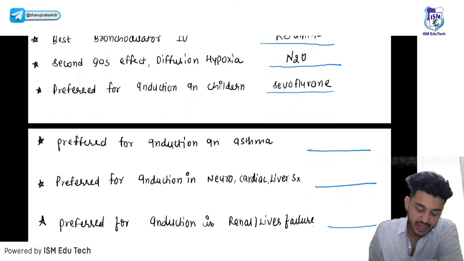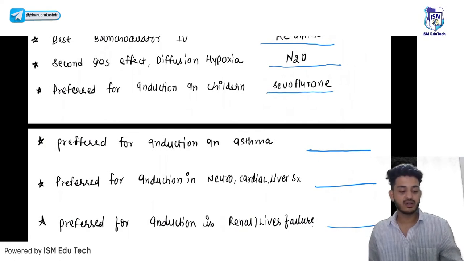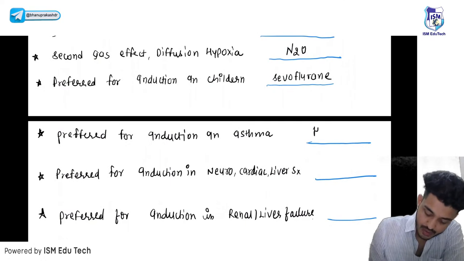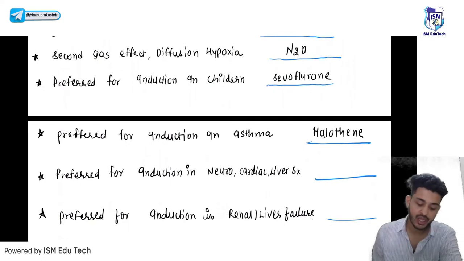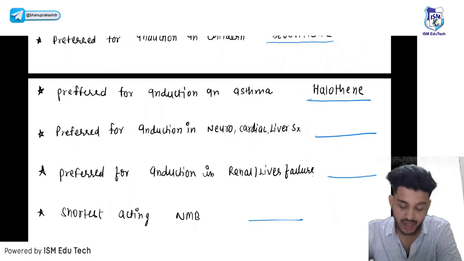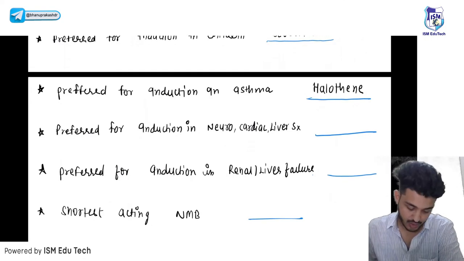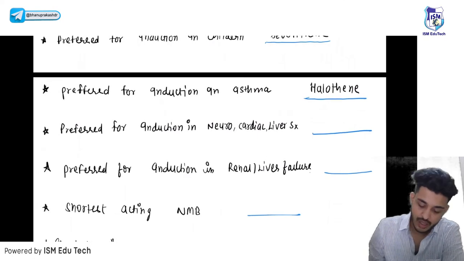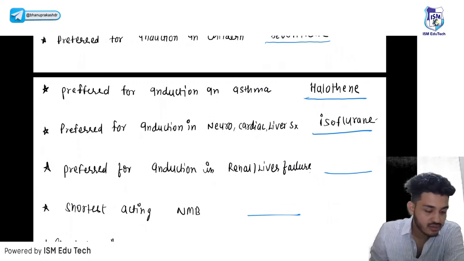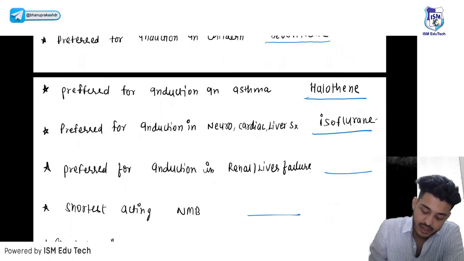Preferred for induction in asthma, best bronchodilator. I'm talking about inhalational. That is your halothane, right? Preferred for induction in neuro, cardiac, or liver surgery. Which of the following agents? These are the one-liners. These are basically previous year questions that have been asked. Just try to answer. This one is your isoflurane. Okay. Preferred in renal failure, liver failure. That is your desflurane.